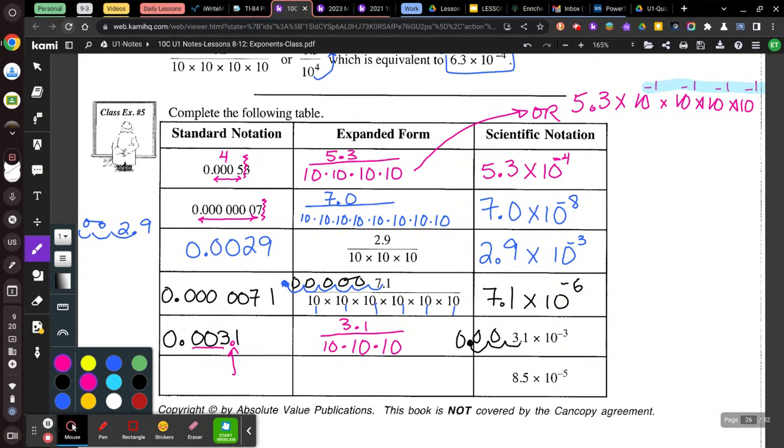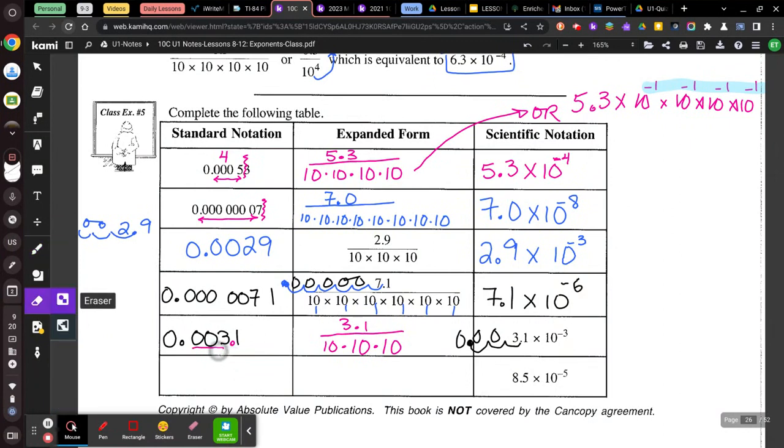Okay? I'm going to give you maybe 2 minutes. I want you to do the very last one, and we'll see how you do. I'll put the answer up in a moment.